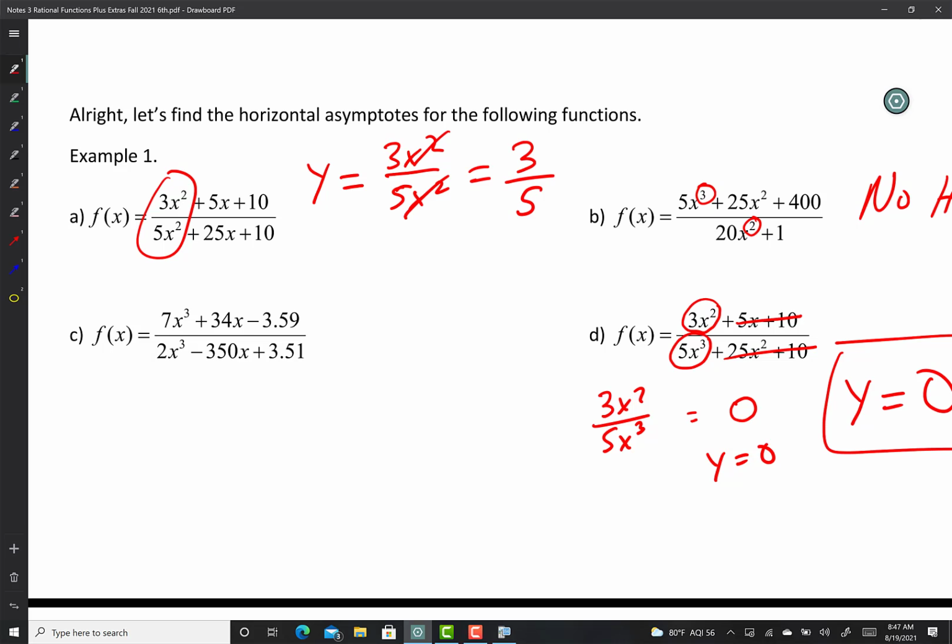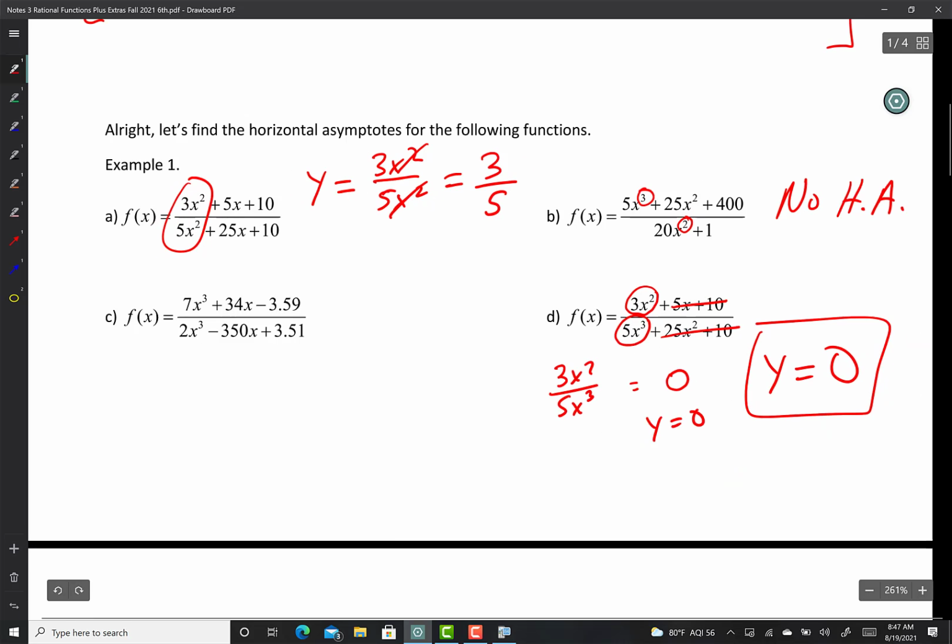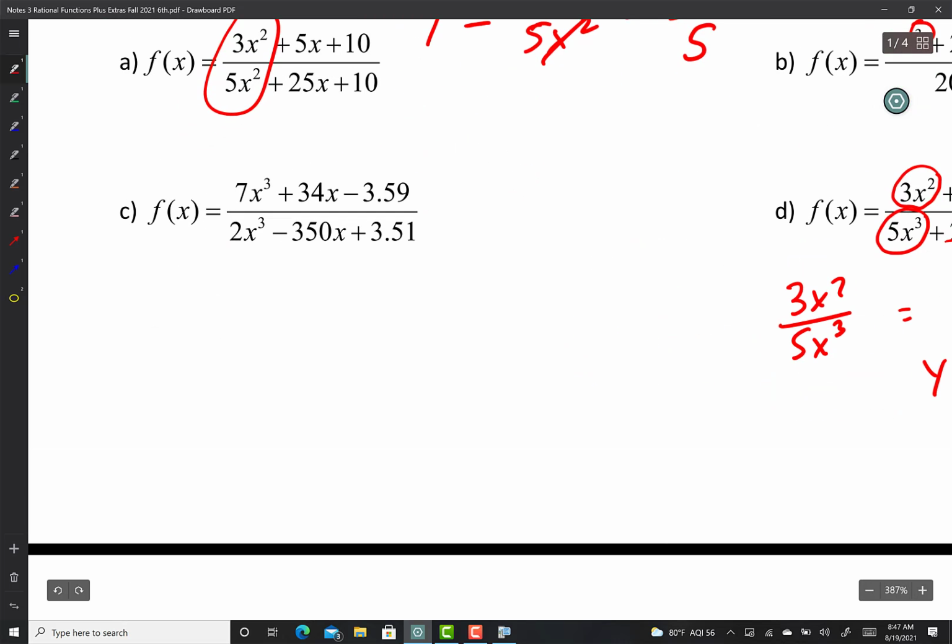So I'm not trying to relate math to that, but if you really understand it, then you'll know it deep down inside. All right, same thing with letter C, guys. The highest degree is 3 in the top, the highest degree is 3 in the bottom. So my horizontal asymptote is 7 over 2. Done.